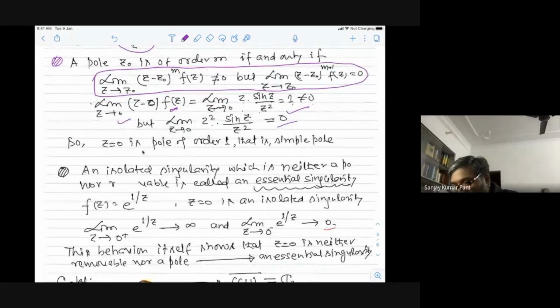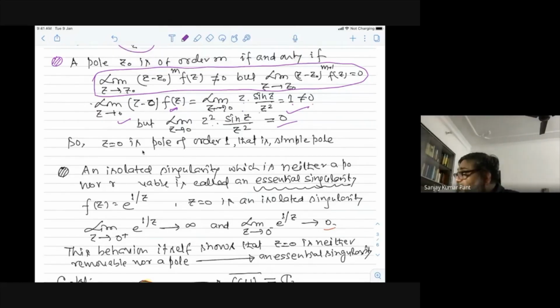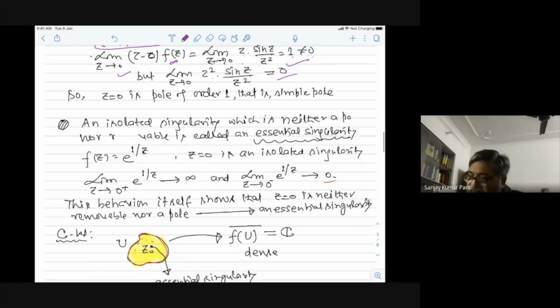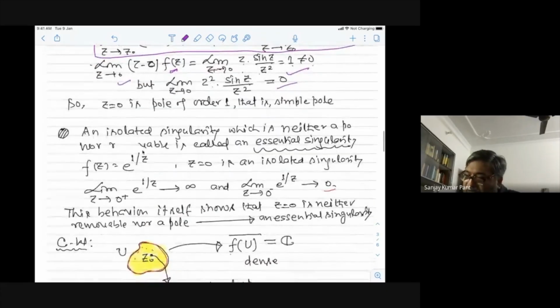An isolated singularity which is neither a pole nor a removable singularity, with both missing, is called an essential singularity. It means that in the neighborhood of that singularity, the function is not blowing up, and it is not taking any kind of limit either. For example, e to the power 1 upon z.